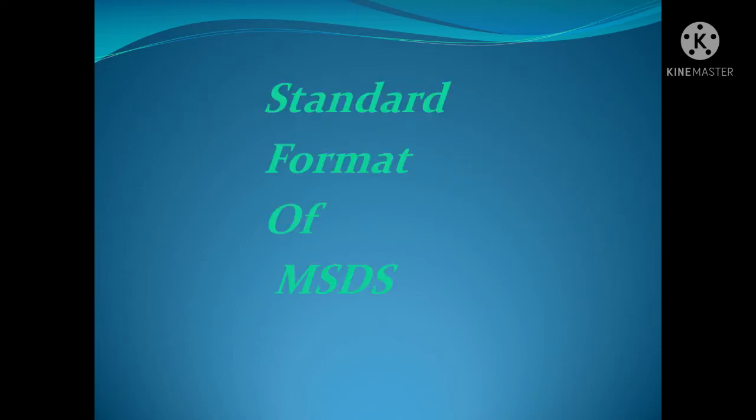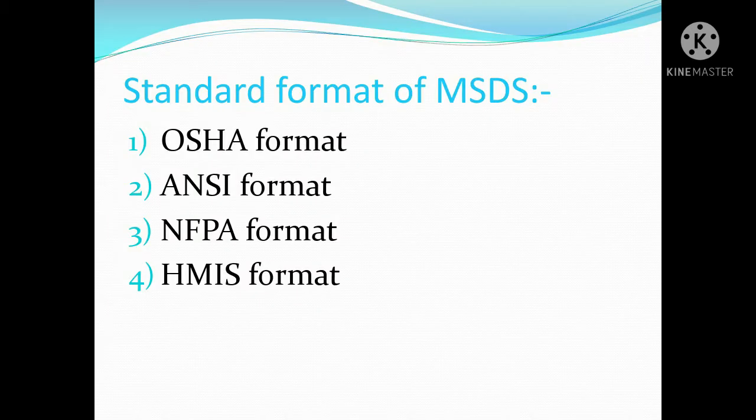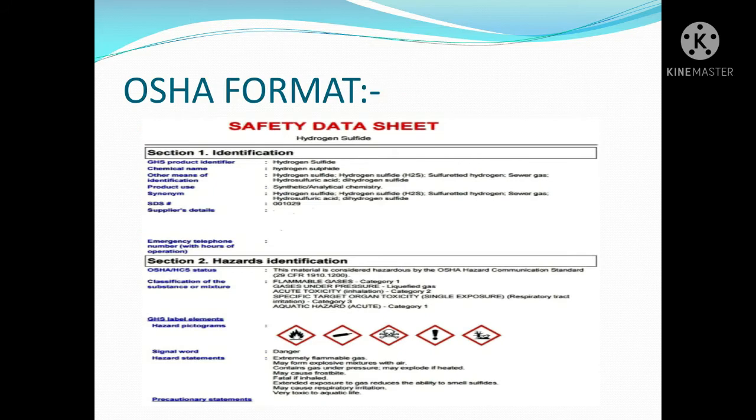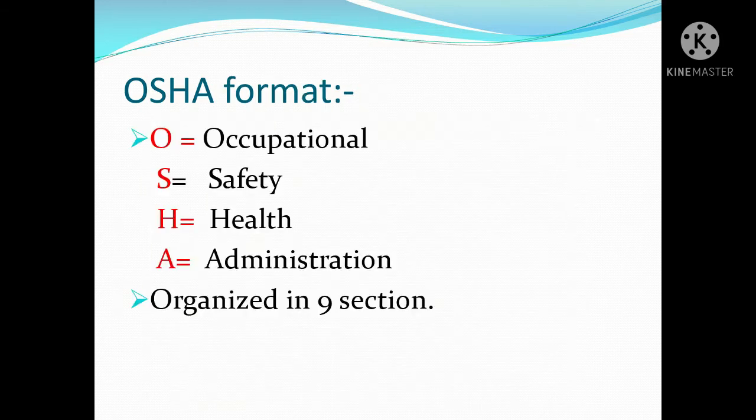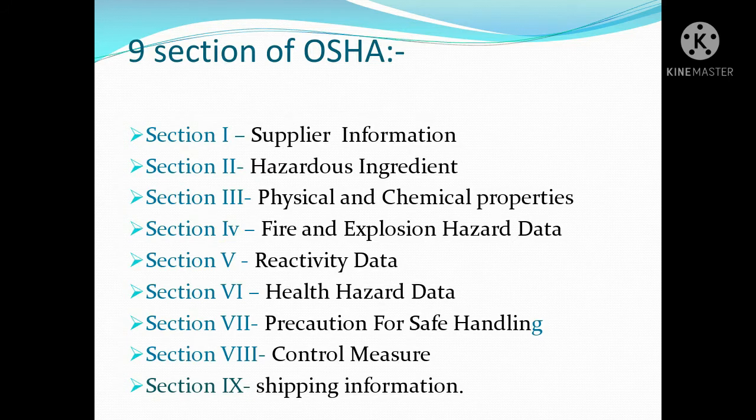First one is OSHA format, second one is ANSI format, third one is NFPA format, and fourth one is HMIS format. The first format, that is OSHA format, is organized in 9 sections. The full form of OSHA is Occupational Safety and Health Administration. The 9 sections are as follows.